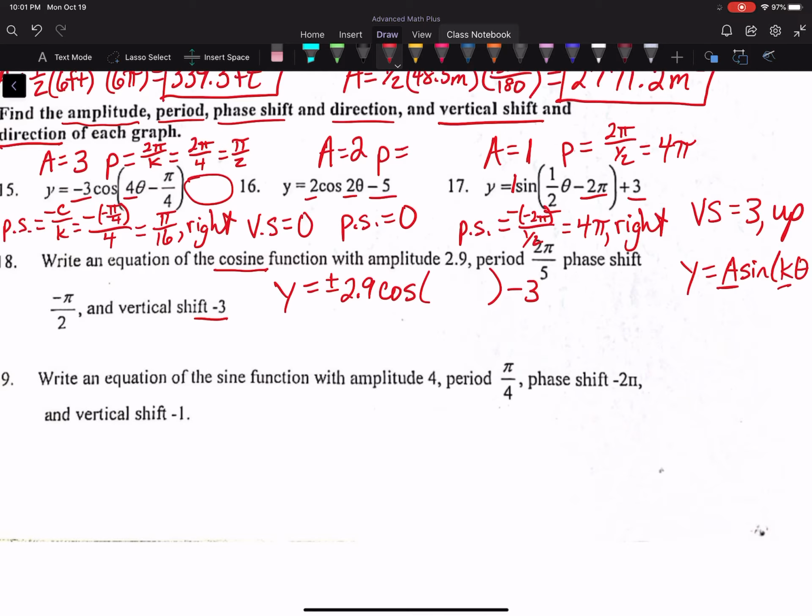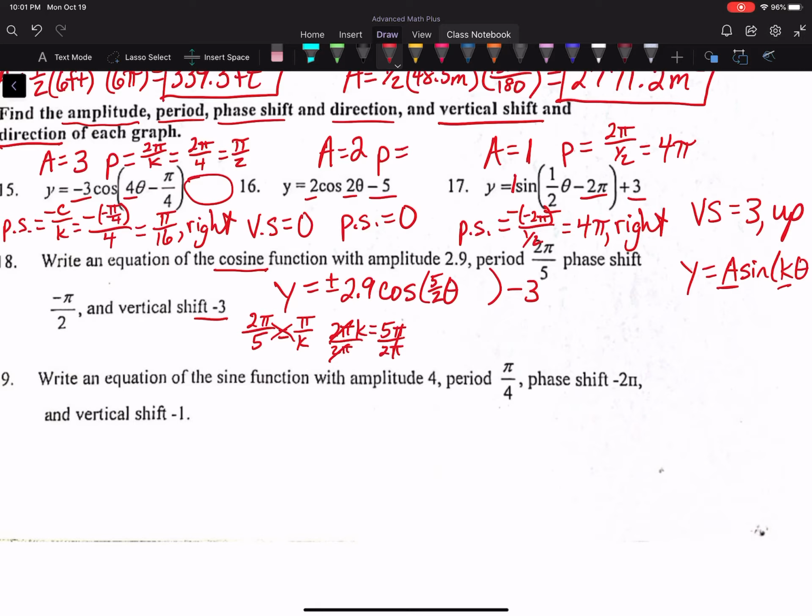So my period in this problem is 2 pi over 5, and it is equal to pi over k. So work that out. That will be 2 pi k equals 5 pi, and all I did there was cross multiply and then divide by 2 pi. Those cancel, so those cancel. K is 5 over 2, so it's 5 over 2 theta.